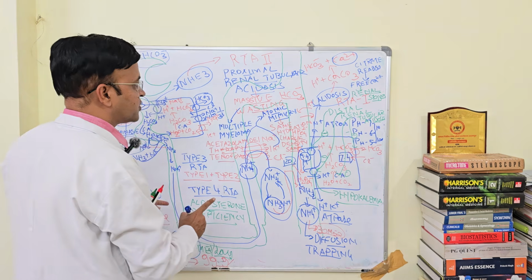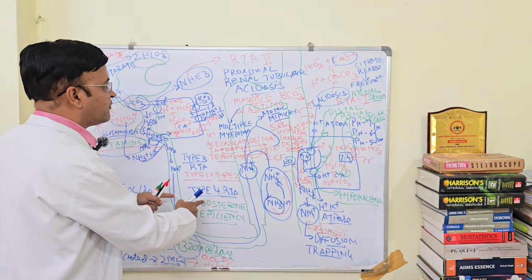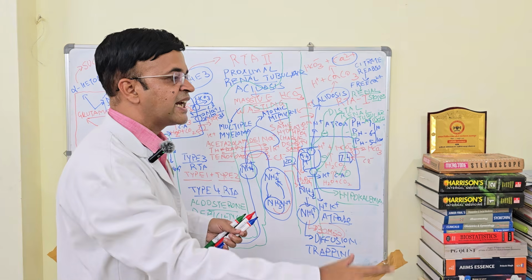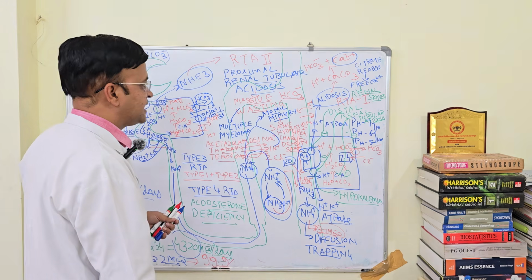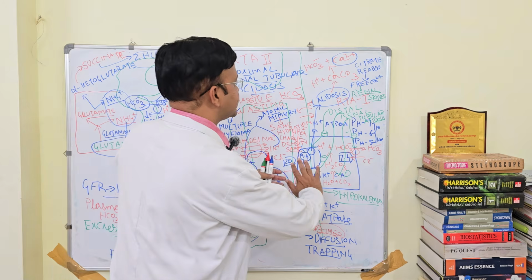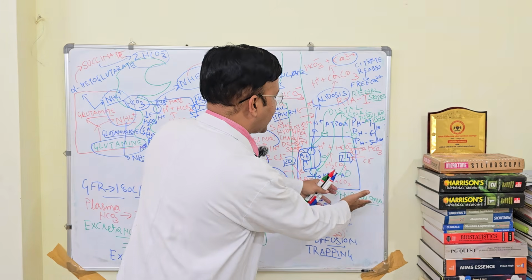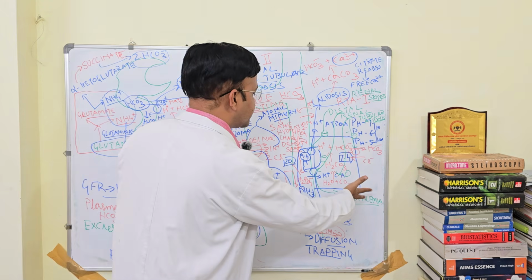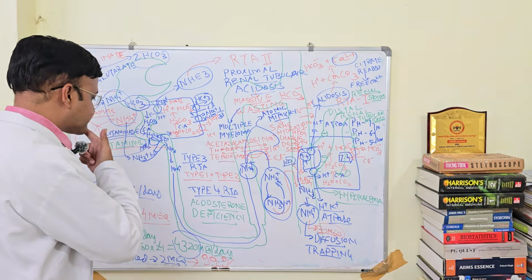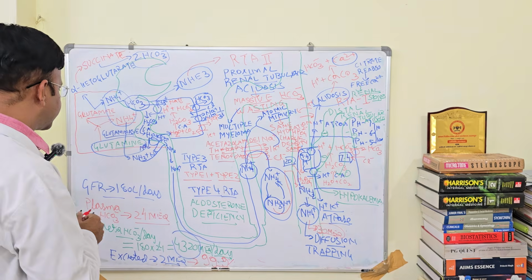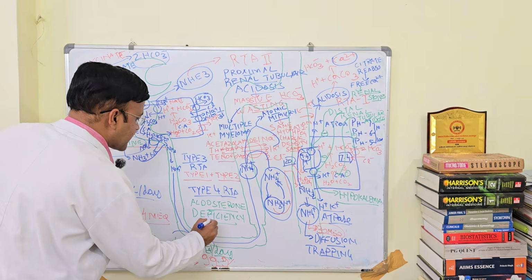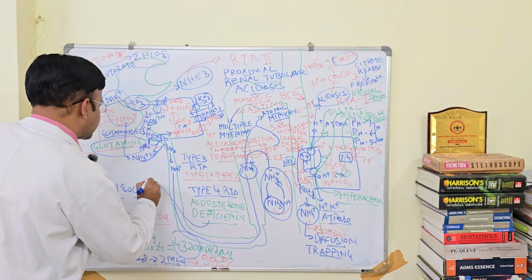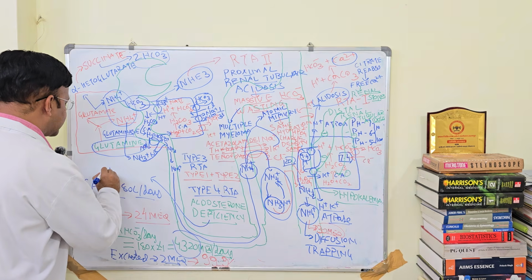But what is the main difference over here? In type 4 you will have hyperkalemia because enough potassium is not being excreted out, right? But in type 1, you will have hypokalemia. Both are acidosis, right? Type 1, you will have hypokalemia. Let's see. Now this aldosterone deficiency, what we said, it will lead to hyperkalemia, right? Hyperkalemia.